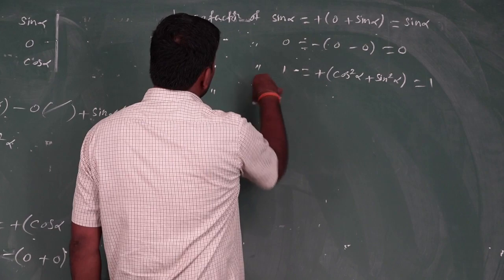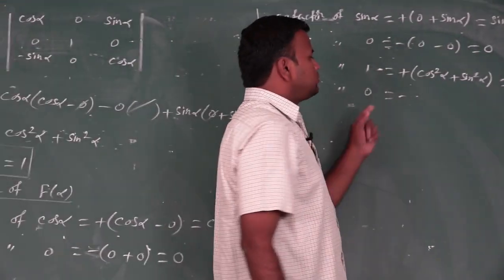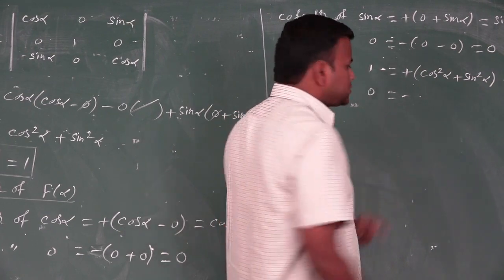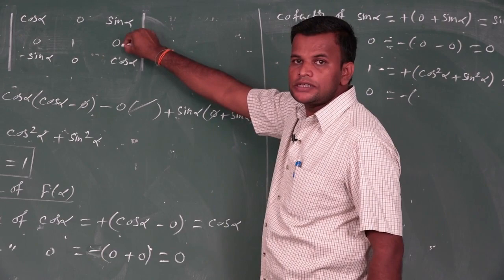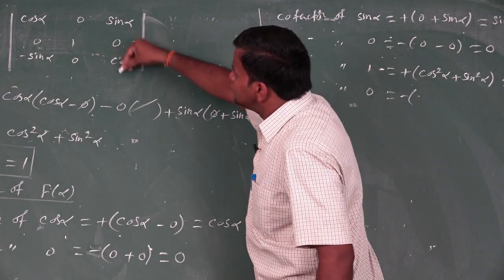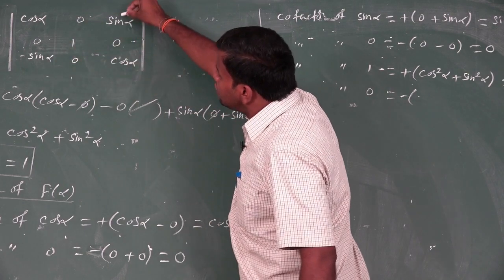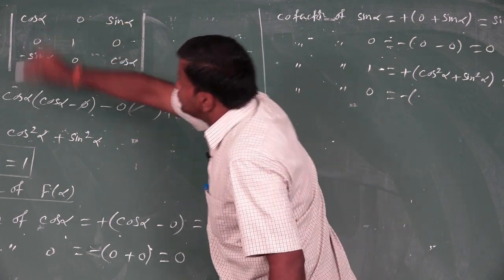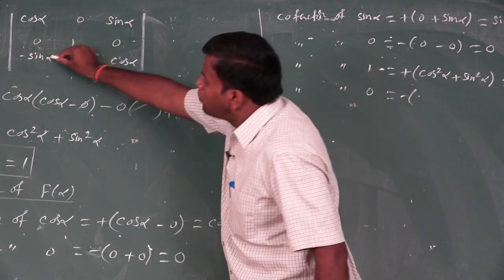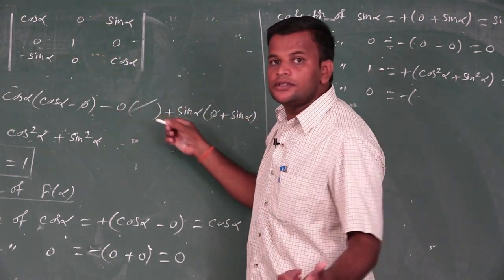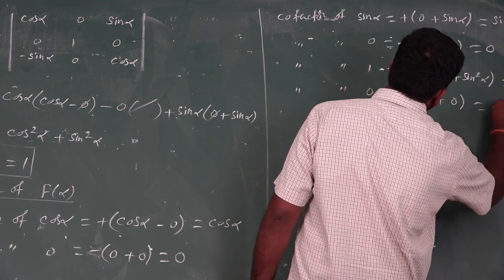Next, the cofactor of the next element, which is 0. The symbol or sign of 0 is minus. So minus of. Now we see this element. We leave this column and this row. We multiply the remaining. Cos alpha into 0 is 0. Minus sin alpha into 0 is again 0. So it becomes 0 plus 0 or minus 0. The value is 0.